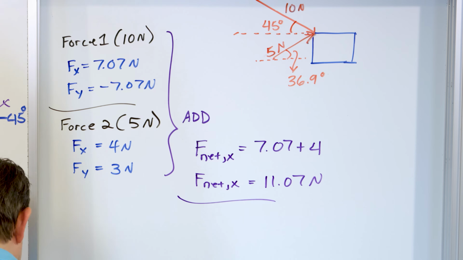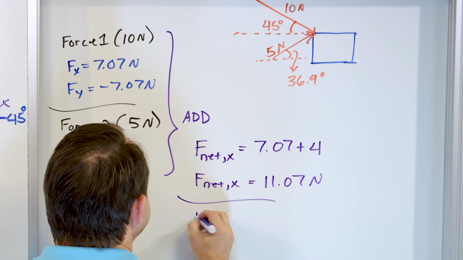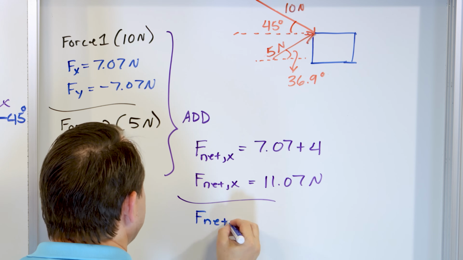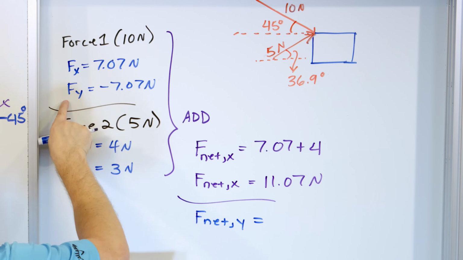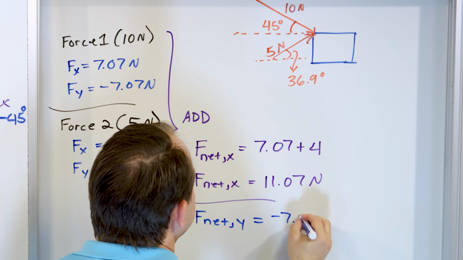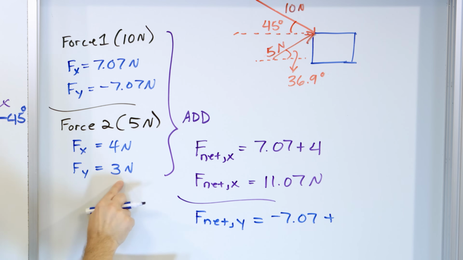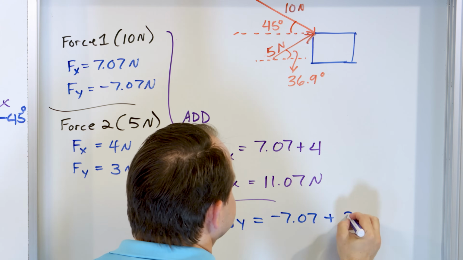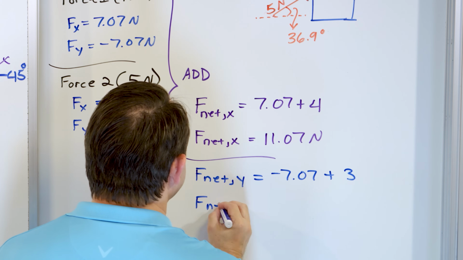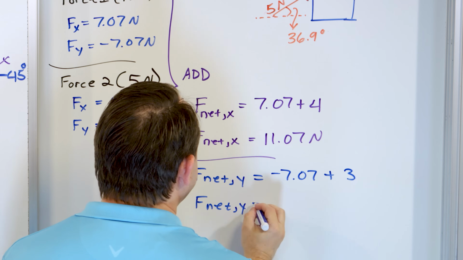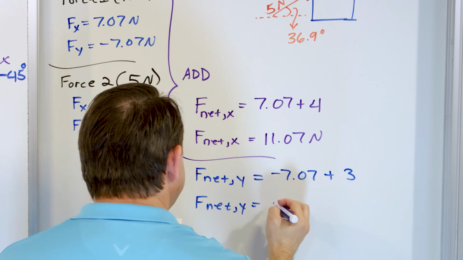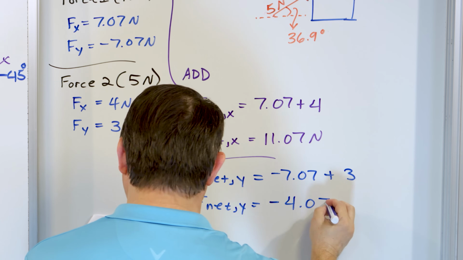Then we do the exact same thing in the y direction. We say the net force, when we add them together in the y direction, is its y component, negative 7.07, and then we add this y component, 3. And so the net in the y direction, negative 7.07 plus 3 gives you negative 4.07 newtons.